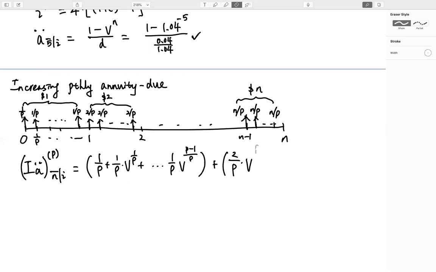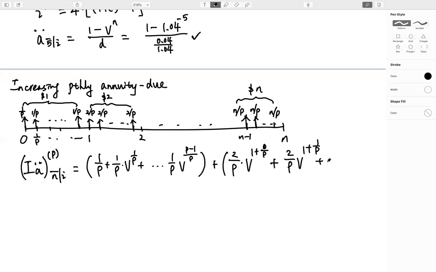Let me continue how I write previously. It's 1 plus 1 plus 1 over P, 0 over P plus 2 over P V, 1 plus 1 over P, and it goes all the way to 2 divided by P V, 1 plus P minus 1. Okay, and it goes on until the very last one.